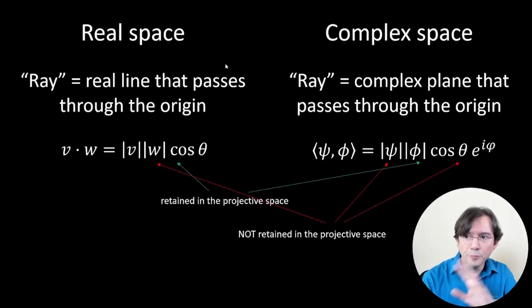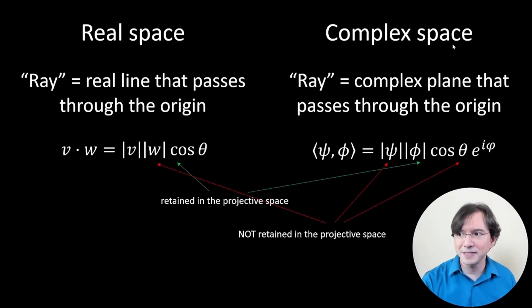Okay, so to put it in perspective, we have real spaces on one side, complex spaces on the other side. In the real space, the ray is the real line that passes through the origin. In the complex space, the ray is a complex plane that passes through the origin. They work the same, but there is again this higher dimensionality.